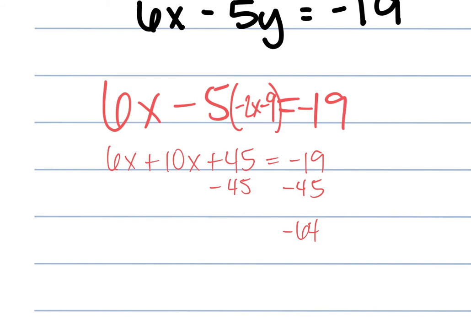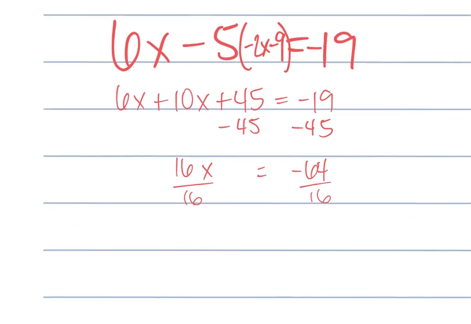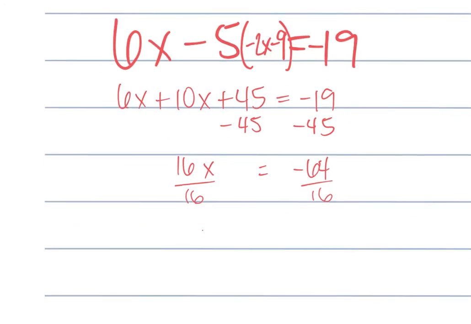Sabrina? 16x. Very good. But why? Because they're both like terms. Combine like terms. I love it. 16x is on the left. And my last step, to solve for x. Darius? Divide by what? 16. Excellent. Divide by 16. Once we divide by 16, what am I going to get? Zoe? Negative 4. Very good.